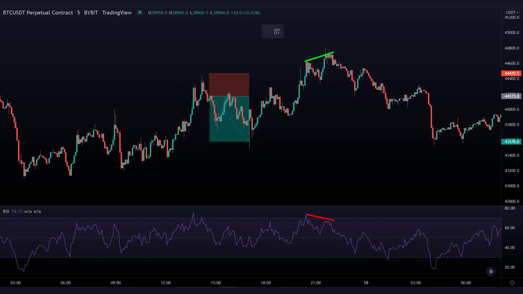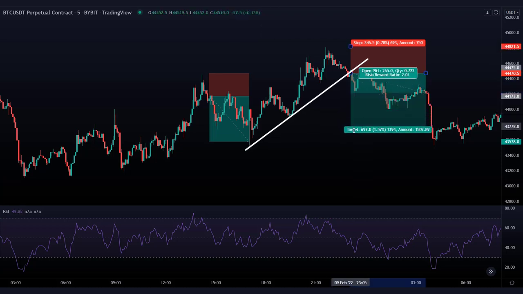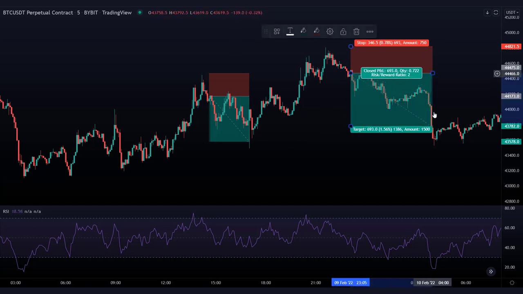On the same day we saw another divergence. The price made a higher top, while the RSI itself made a lower top as it rose above the 70 level. So at this point we could wait for a breakout. Again, this was a trendline breakout, after which we could open a position. We again placed a stop loss above the last top and dragged our target to a risk-reward ratio of 2. Again, this gave us a nice profit.